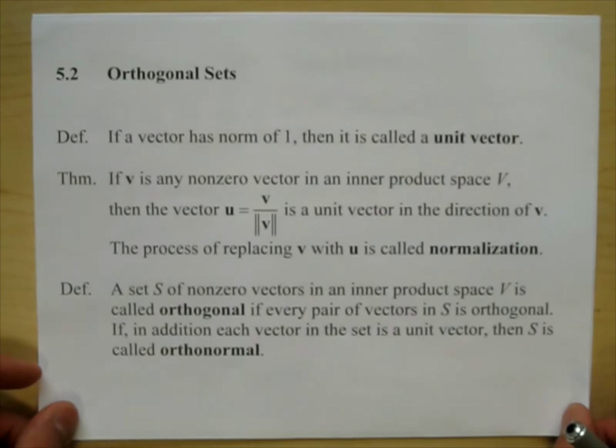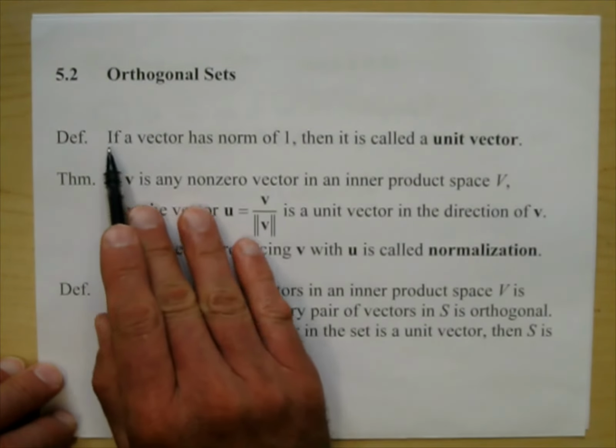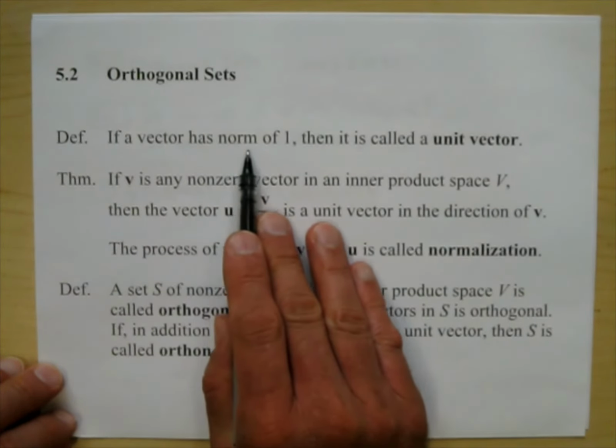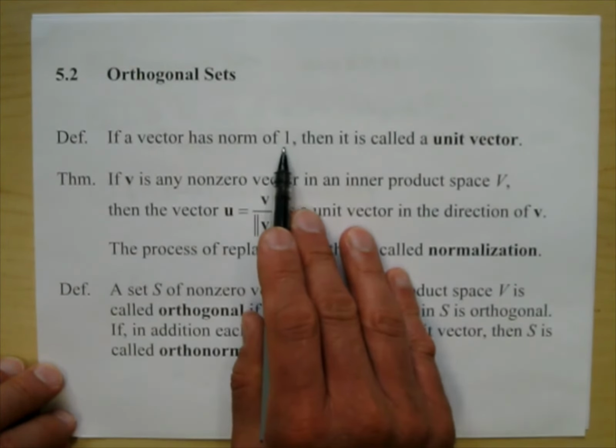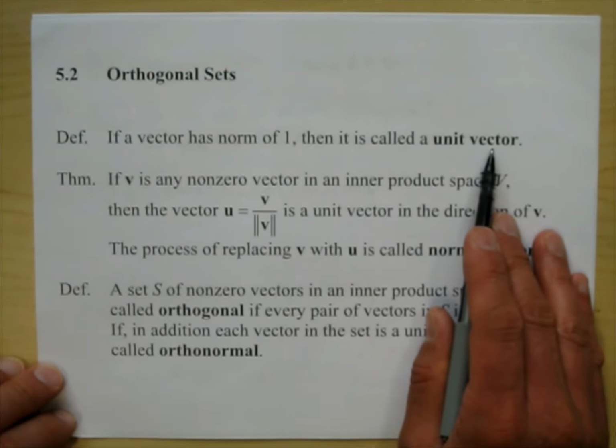Now, all these definitions I show you are on the definition sheet that's located on the main page of my website. Definition. If a vector has norm or length of 1, then it is called a unit vector. So unit vectors have length 1.